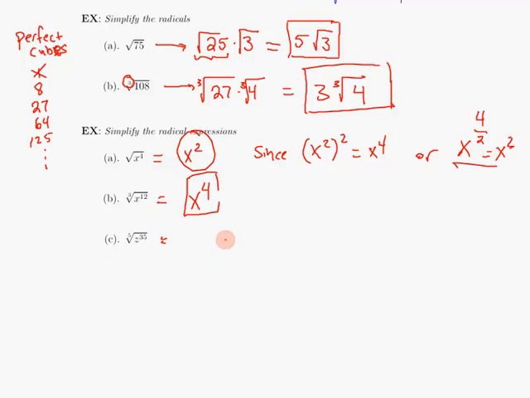On C, we have the 5th root of z to the 35th, so that's going to be z to the 7th, because 35 divided by 5 is 7. Okay? So we'll use this idea as we start to simplify it. We're looking again, perfect powers are those ones that evenly divide by the root. Okay, let's look at some where the power inside is not necessarily a multiple of the root.